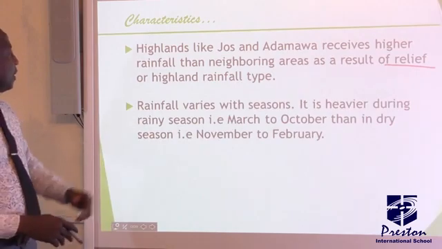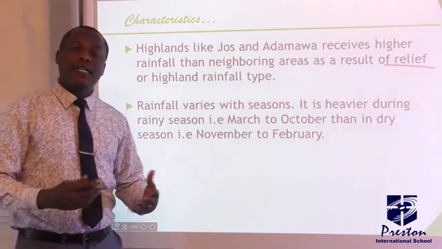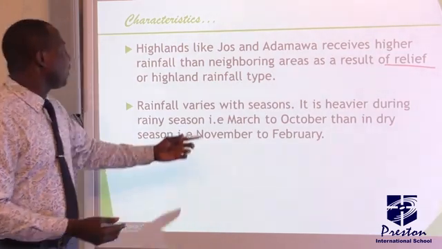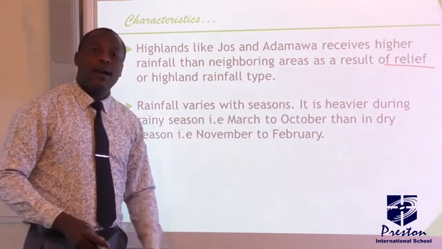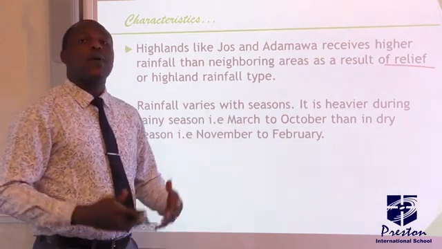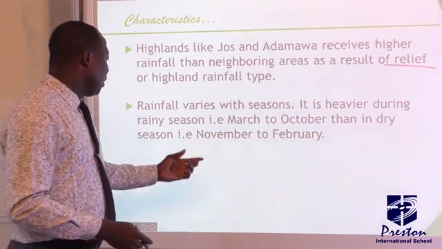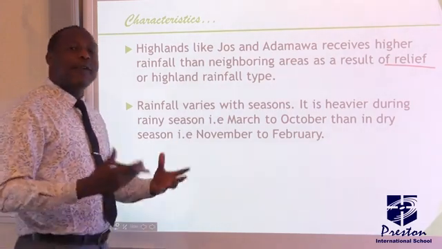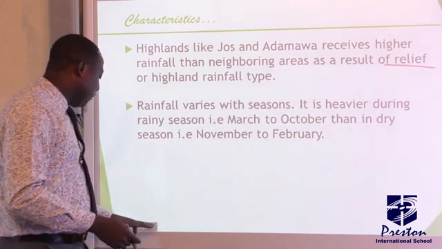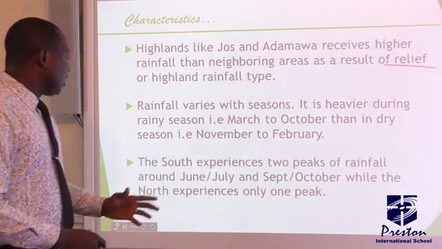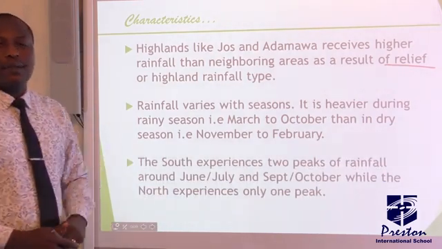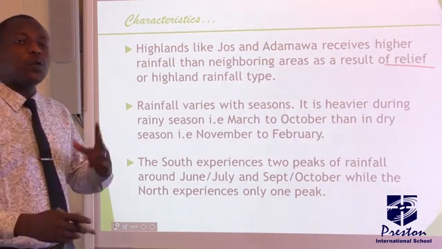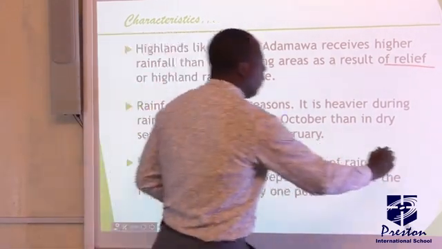Then you have rainfall heavier during the rainy season. That is just typical. We know that between the months of March and October, rainfall is high within the country, so we have heavy amounts of rainfall. While between November and February, the dry season or Harmattan season, we have lesser amounts of rainfall. And then finally, the south experiences 2 peaks of rainfall. When we say 2 peaks, we are actually talking about double maximum.